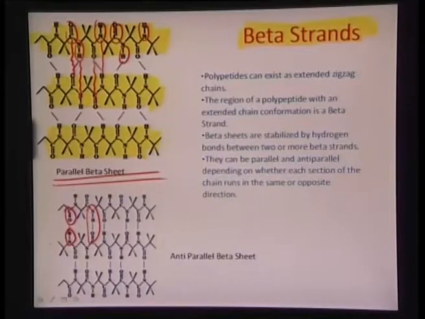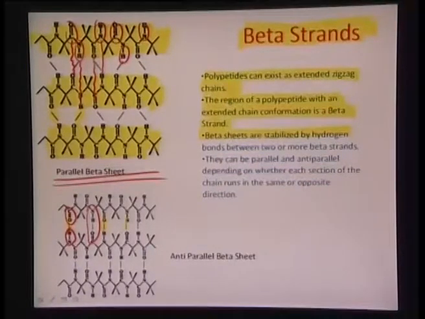So therefore polypeptides can extend as zigzag chains, as you are seeing here, called beta strands, and the region of the polypeptide with an extended chain conformation is known as a beta strand. Beta sheets are stabilized by hydrogen bonds, as you are seeing here. There is a hydrogen bond here between the C double bond O on the carboxyl and the NH on the amine group. Similarly, there is another one here between the C double bond O on the lower sheet and the NH on the upper sheet, and so on and so forth. So there are a lot of hydrogen bonds, whether in parallel or in anti-parallel.